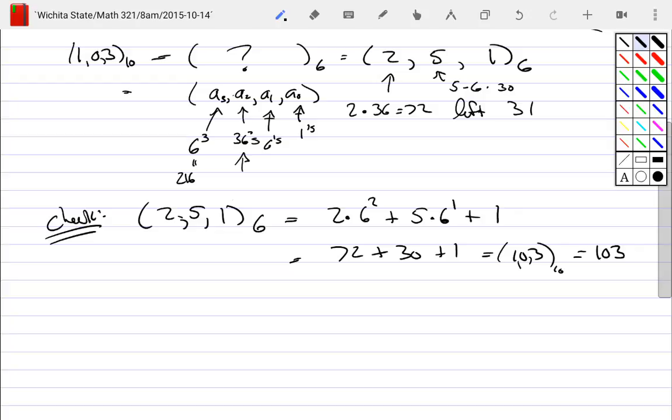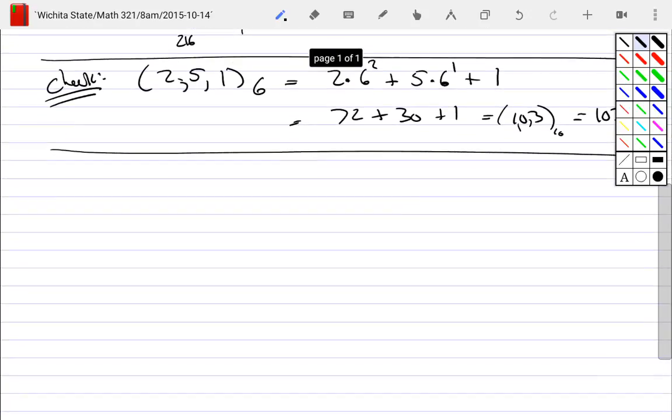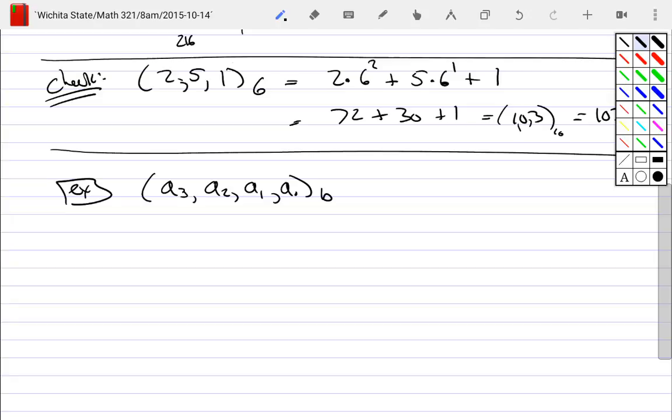Going the other way, we could either do a creative process like I just did, or we can just use the fact of what a base B expansion looks like. Say, for example, what if I said that I had A3, A2, A1, A0 in base B? All right, that means that I have A3 B cubed plus A2 B squared plus A1 B plus A0. That's my amount N.